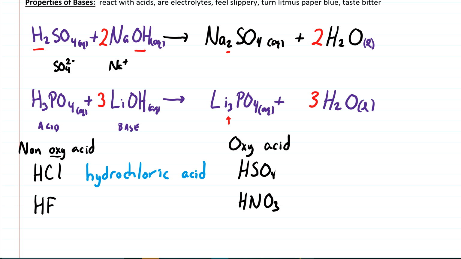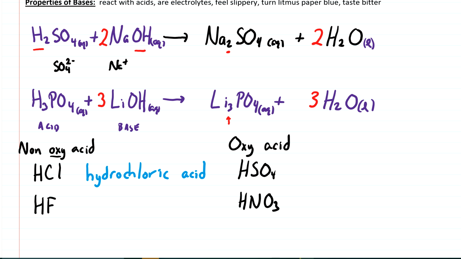Okay, so we just finished off naming our first non-oxy acid, which had the prefix hydro. Then the anion is chloride, sorry, but we call it hydrochloric acid. So see if you can name HF. It's another non-oxy acid. And I'm going to move on with our first oxy acid.